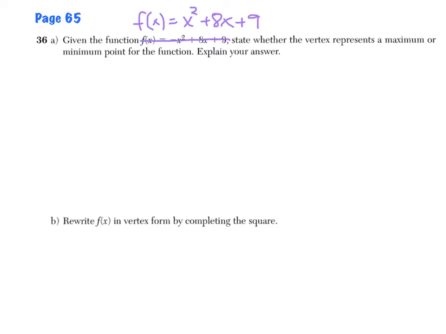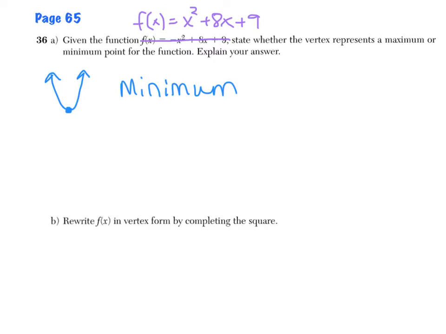Part A just says, given the function f of x equals x squared plus 8x plus 9, state whether the vertex represents a maximum or a minimum point for the function. Explain your answer. Again, you can use your calculator to help you with this. You could type this into y equals and graph it, and you will see that you have an upward facing parabola. And so therefore your vertex, or the turning point, is going to be a minimum. If that's the way you did it, your explanation would be: when I graphed it, it was upward facing, so the vertex was a minimum.